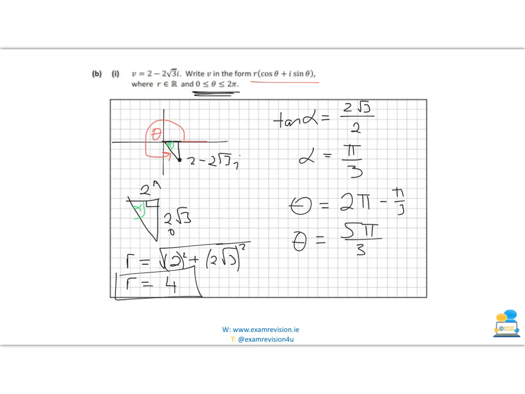And then finally, bringing that all together, we need to write this in our polar form. So it's going to be V is equal to 4 bracket cos 5 pi over 3 plus i sine 5 pi over 3. And that is your final answer for the first part of this question. Now we're going to have a look at part 2, which is where we're going to be working out the roots of complex equations.